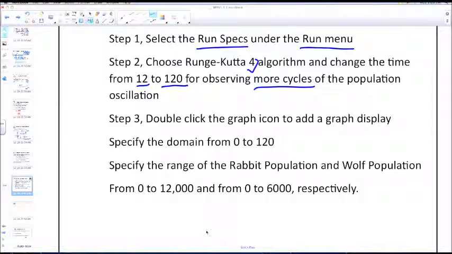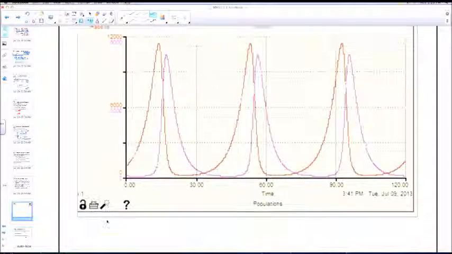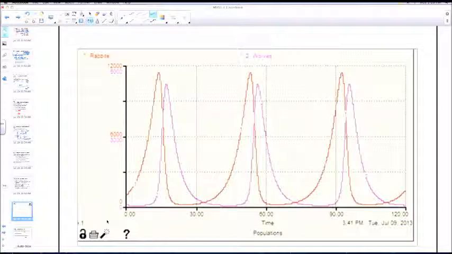And then I need to display, so I double click the graph icon on the top bar, and then fill in the domain from 0 to 120, and the range you need to try, and just make it from 0 to 12,000, 0 to 6,000 for the X and the Y. You don't have to fill in, but later on you can change it. Now you click the run button, that's what you see.